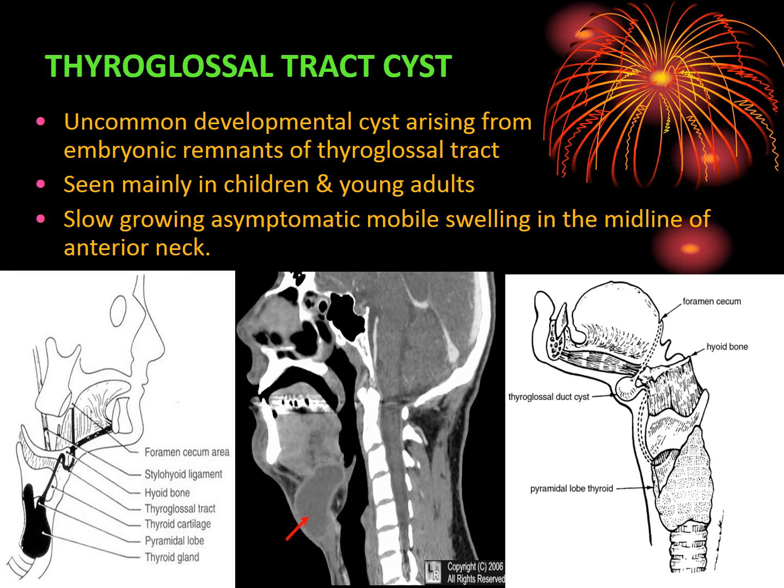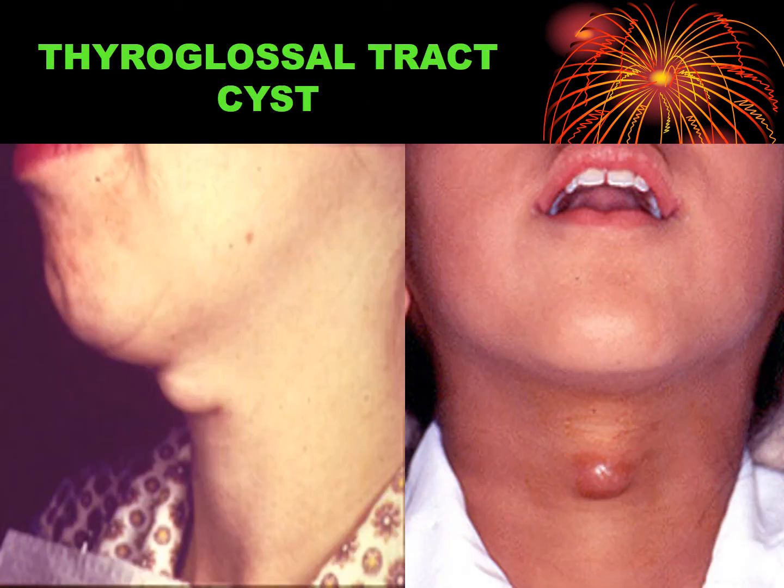So the last one is the thyroglossal tract cyst. During the descent of the thyroid gland along the thyroglossal duct, there will be presence of remnants which leads to the formation of thyroglossal tract cyst. It is an uncommon developmental cyst arising from the embryonic remnants of the thyroglossal tract. This is mainly seen in children and young adults. This is an asymptomatic mobile swelling in the midline of the anterior neck. In the center picture, the red arrow shows the presence of thyroglossal tract cyst. This picture also shows the presence of thyroglossal duct cyst. We can see it in the midline of the neck.